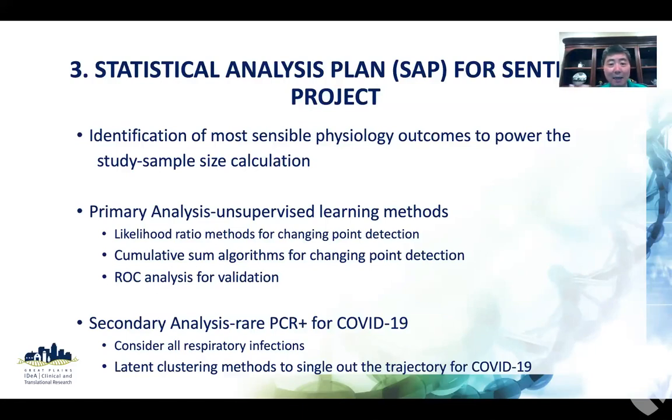Steve and I talked about a different plan, which we call the secondary plan. We collect all respiratory infections, not necessarily COVID-19, it can be anything. That increases the number of events, which helps detect a meaningful changing point. But how do you know this changing point relates to COVID-19? Once we have the data with the events, we can develop another type of unsupervised learning method, called latent clustering, to single out the trajectory specifically tailored for COVID-19. But that's just a plan. Whether it's going to be successful or not, we'll wait and see. That's pretty much what I wanted to talk about.